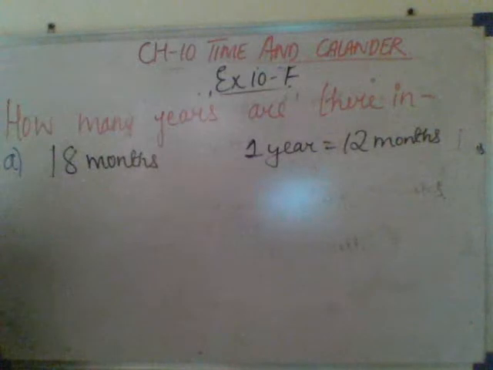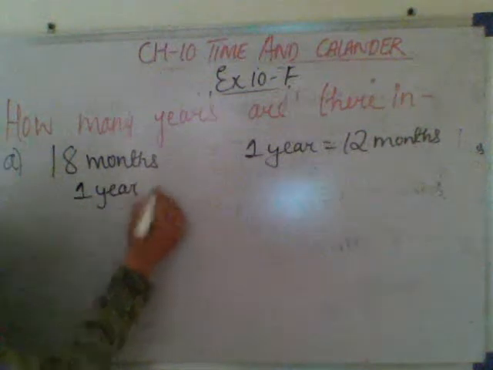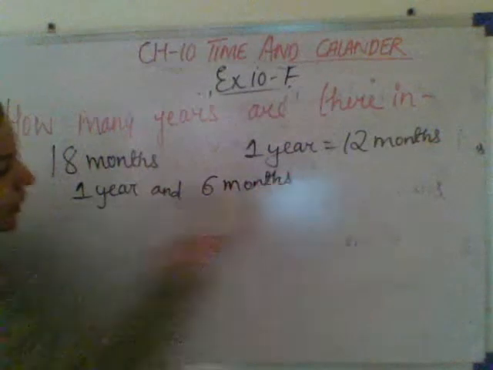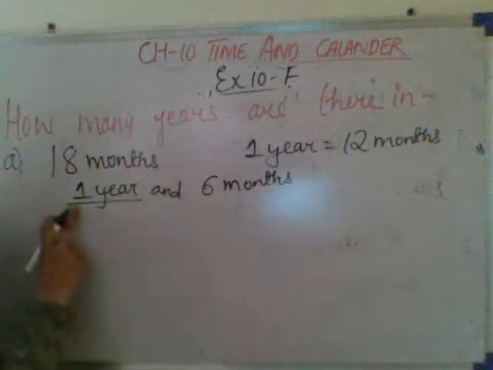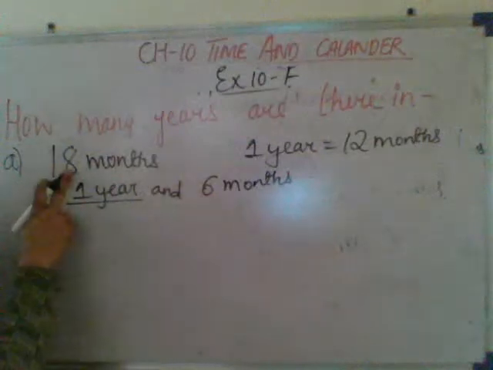So in 18 months, how many years are there? 1 year and 6 months. In 1 year, how many months are there? 12. 12 plus 6 is 18, and here 18 months is given.